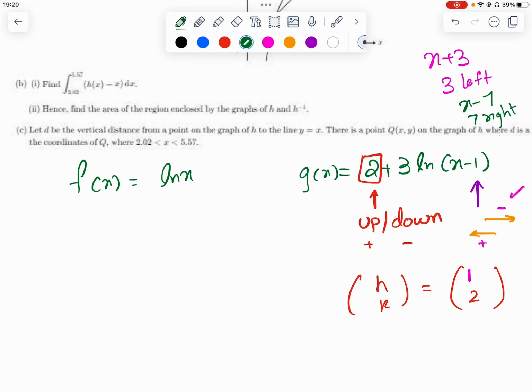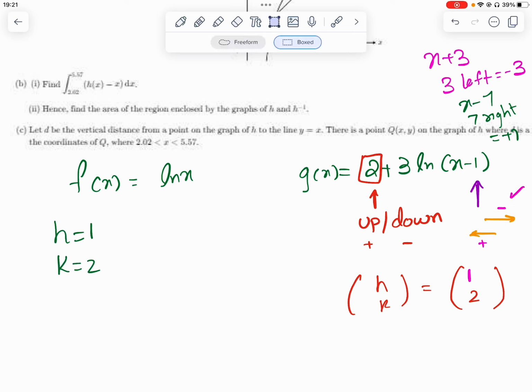So therefore, 3 units left side, I'll write -3. 7 units right side, I'll write +7. Now over here -1 means it is moving right 1 unit. So therefore H is going to be 1. So H is 1 and K is 2.